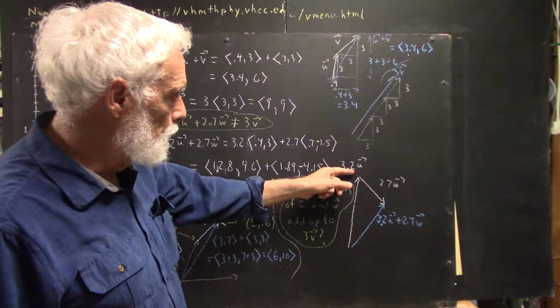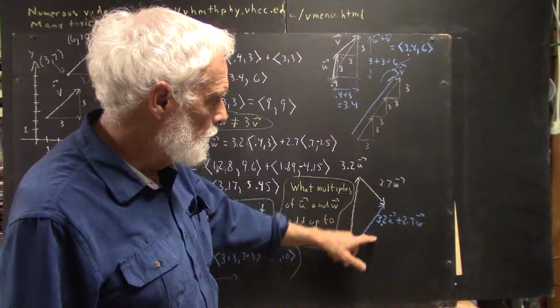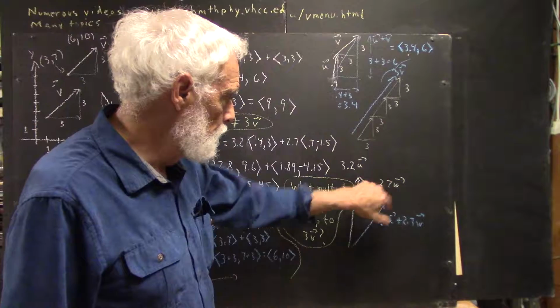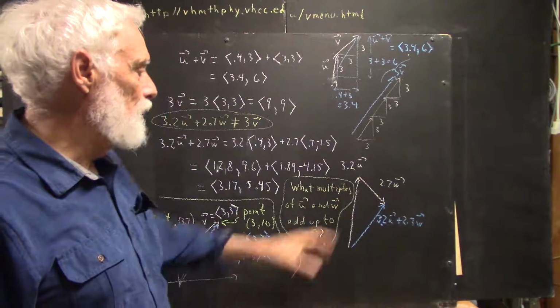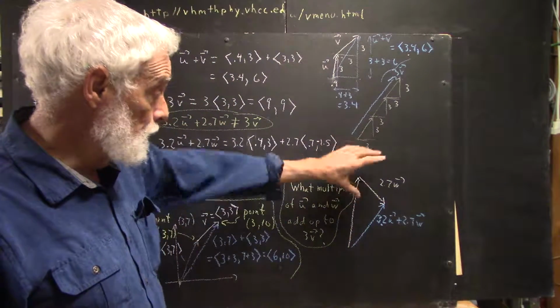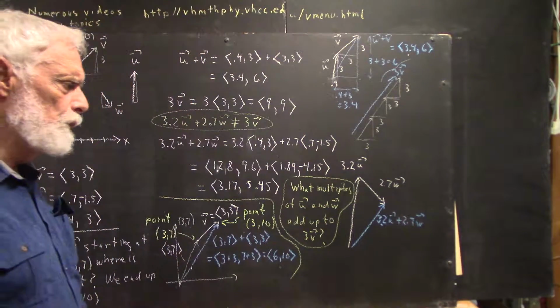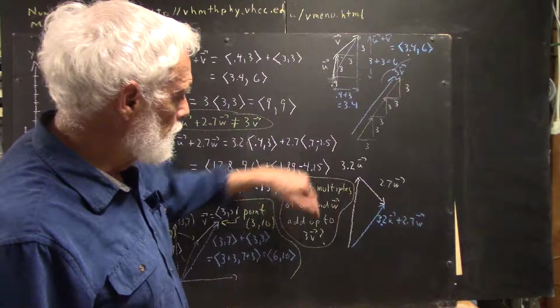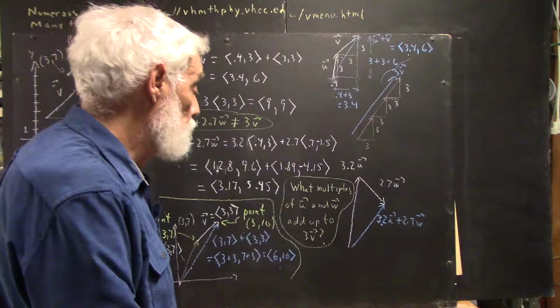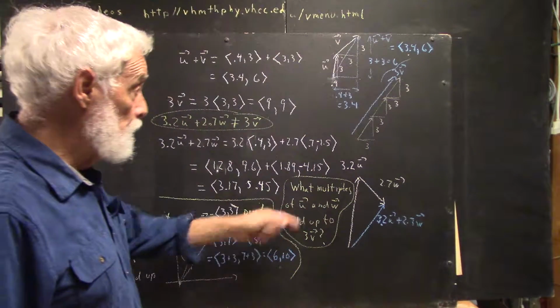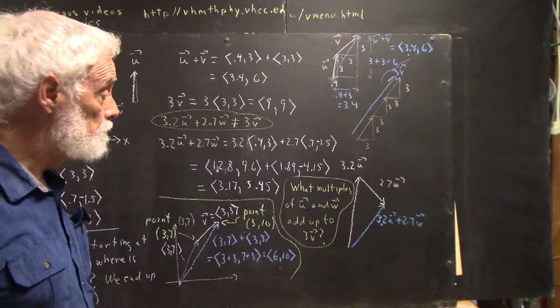Here's a picture of 3.2u, 2.7w. Here's 3.2u plus 2.7w. It's not a scale picture, just a schematic picture representing that addition, but you should understand that. And we ask the question now, what multiples of u and w add up to the vector 3v? And we're going to address that question in the next video.